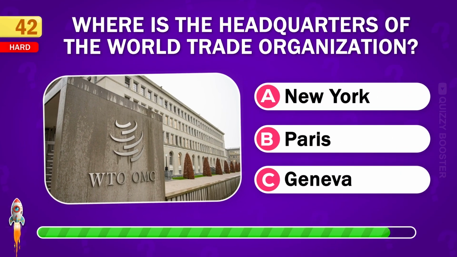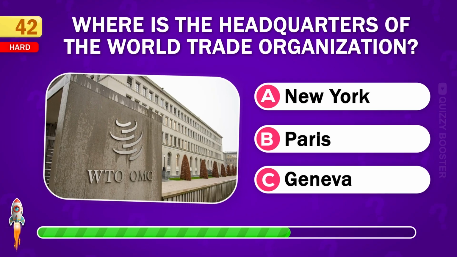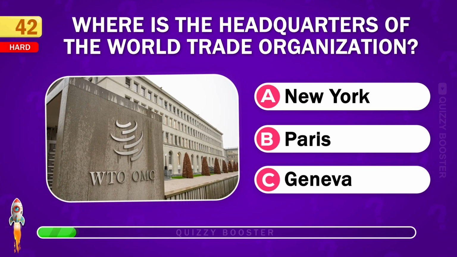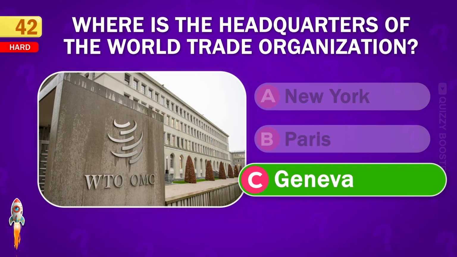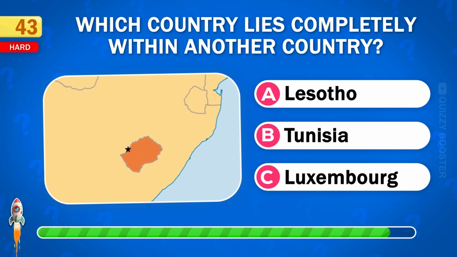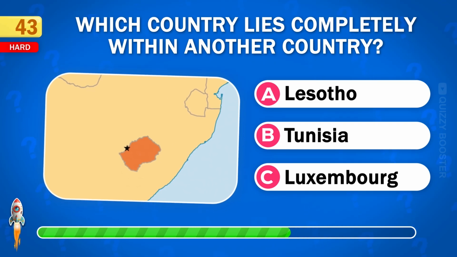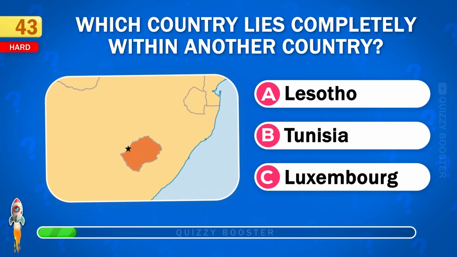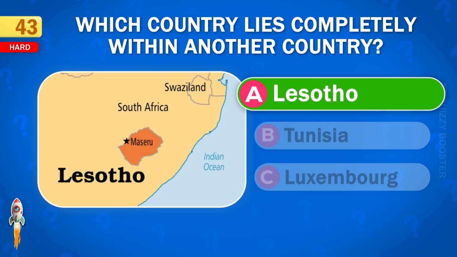Where is the headquarters of the World Trade Organization? It's Geneva, Switzerland. Which country lies completely within another country? Lesotho. It is completely surrounded by South Africa.